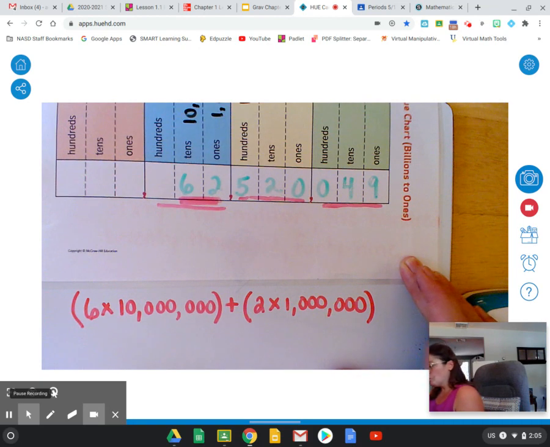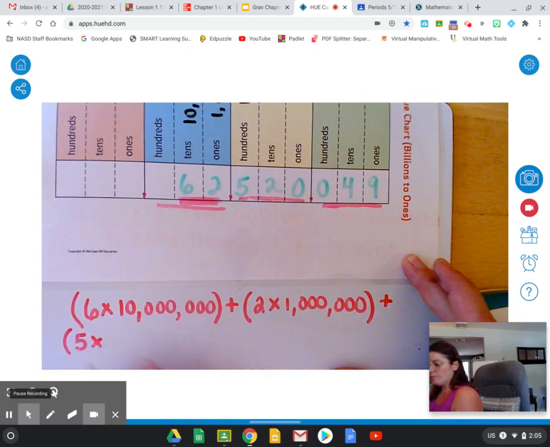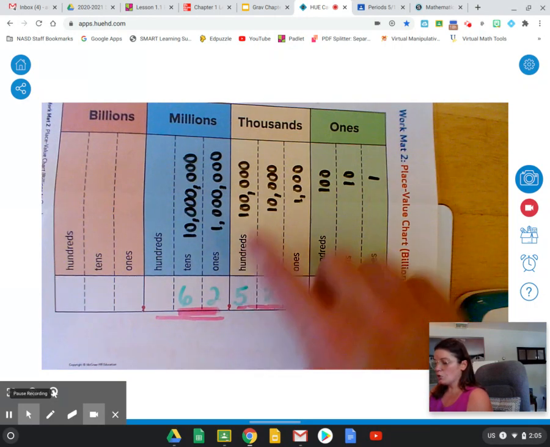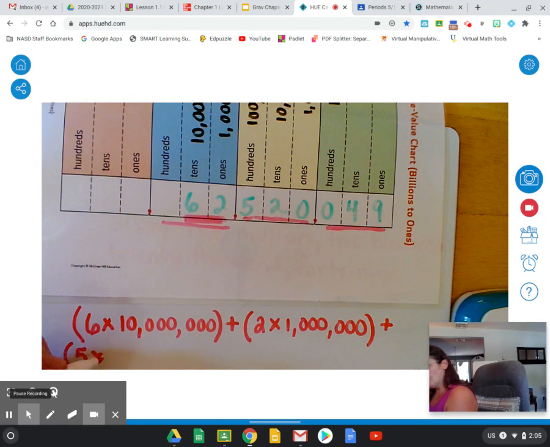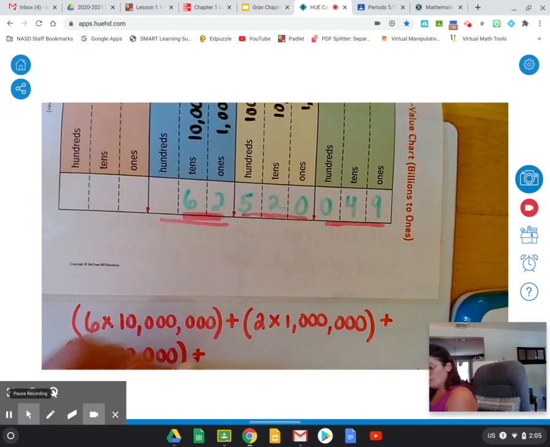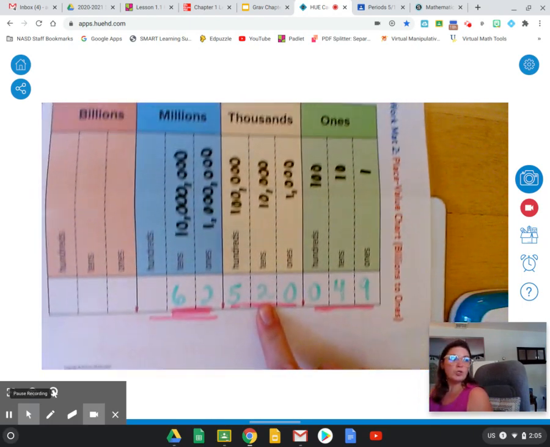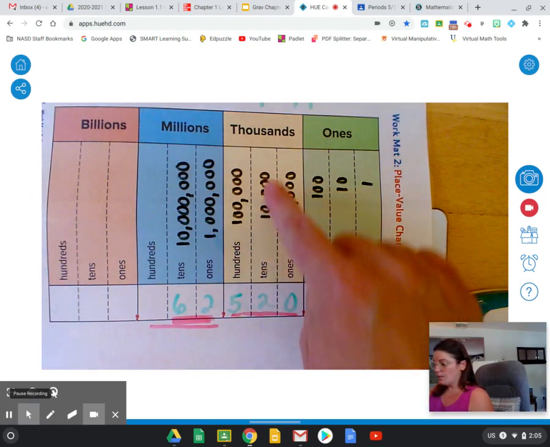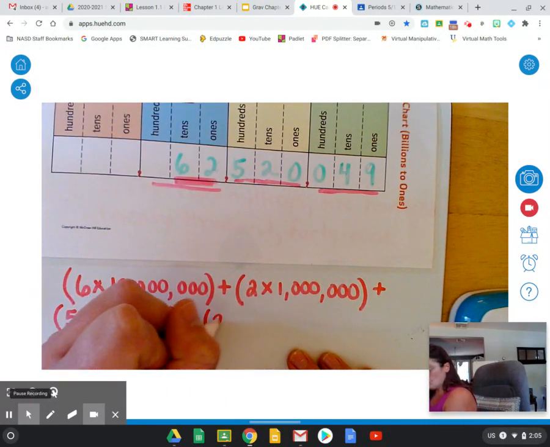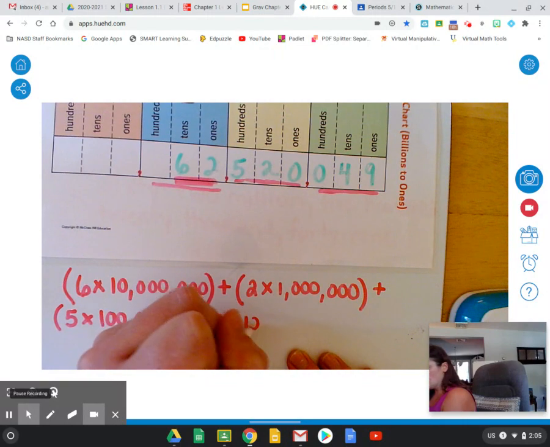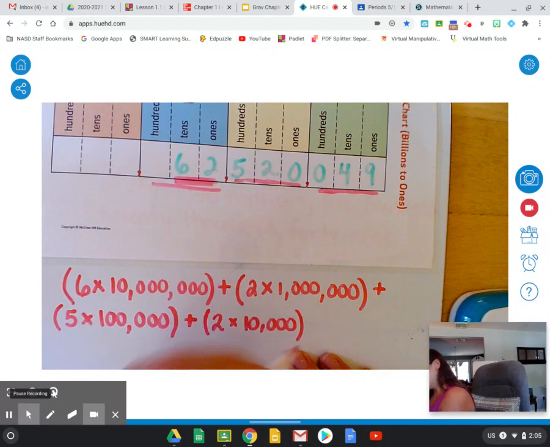Now I move to the 5 plus. The 5 is in the 100,000. So it's worth 5 times 100,000. Plus our next digit, 2, is in the 10,000s. So I write 2 times 10,000.